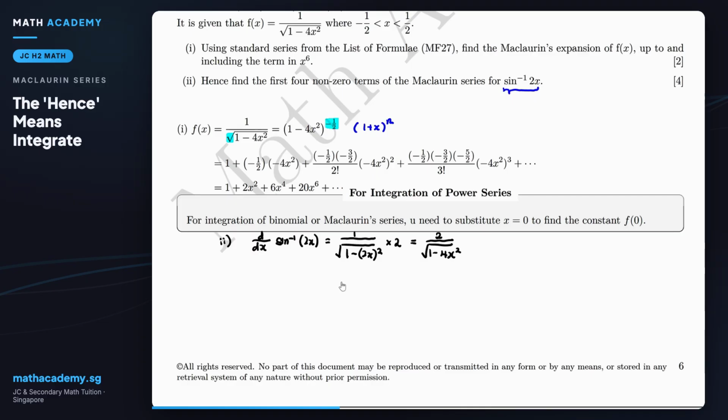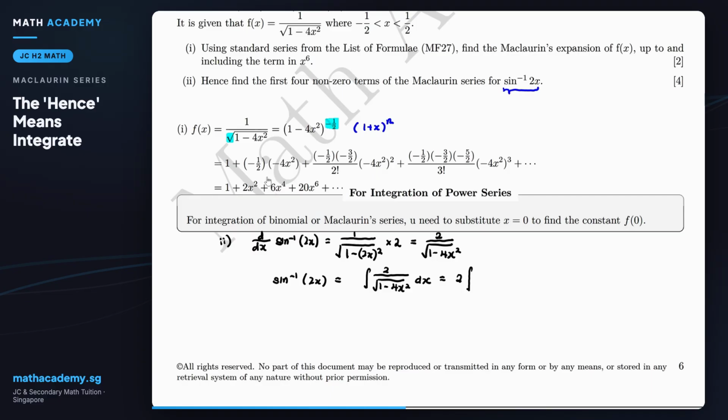So what does this mean? If I want to find sine inverse 2x, what should we do? We will now be integrating my right-hand side. It's the opposite operation of differentiation. So I will be integrating this. Which, if I want to link to my first part equation, we take out the 2.